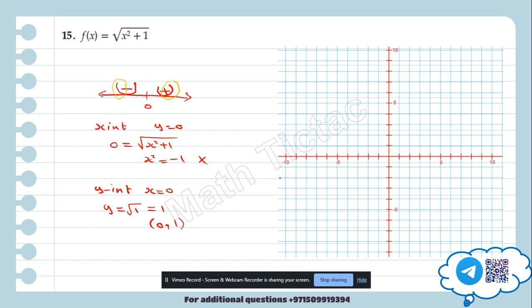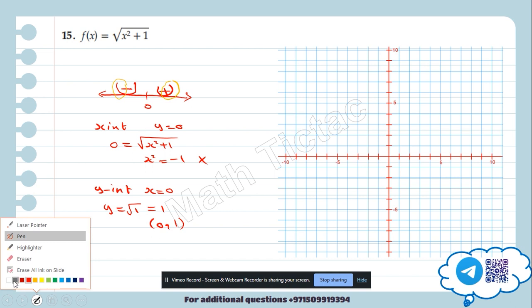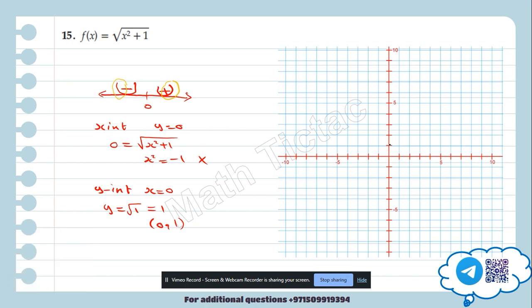So now let's graph it directly. So I have 0 and 1. This is my point. Actually, this is also my critical point. Okay, now before the 0, I have this part. And after the 0, we have the second part. Done. That's it. This is the graph of the square root function for this question.